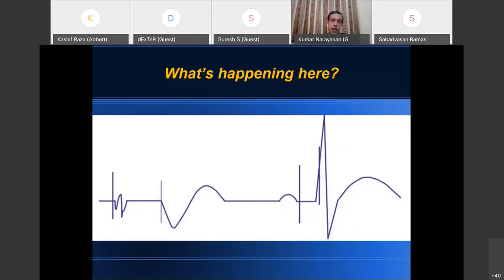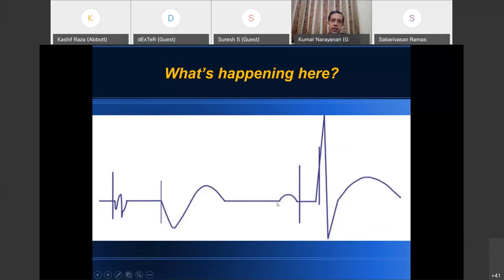So just out of interest, what's happening here? If you see beat number one, it's okay, A pace, V pace. Beat number two, a very funny looking trace. And again, if you analyze logically with the knowledge of the algorithms, a lot of these tracings can make sense.